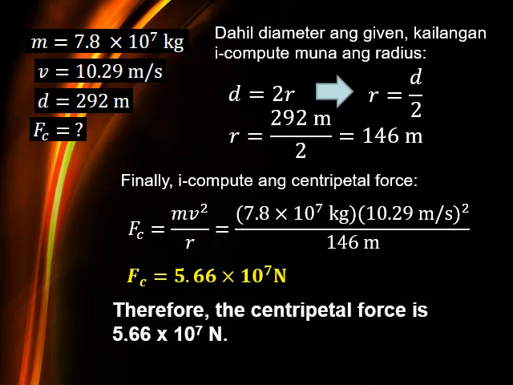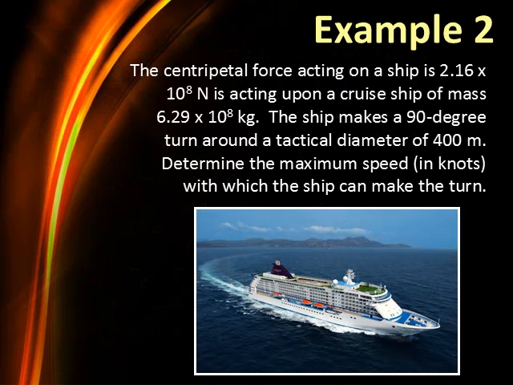Okay. Now, let's have another example. The centripetal force of 2.16 times 10 to the 8 newtons is acting upon a cruise ship of mass 6.29 times 10 to the 8 kilograms. So the ship makes a 90-degree turn around a tactical diameter of 400 meters. So determine the maximum speed in knots with which the ship can make the turn.